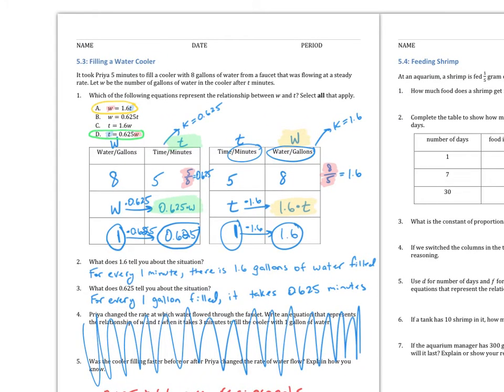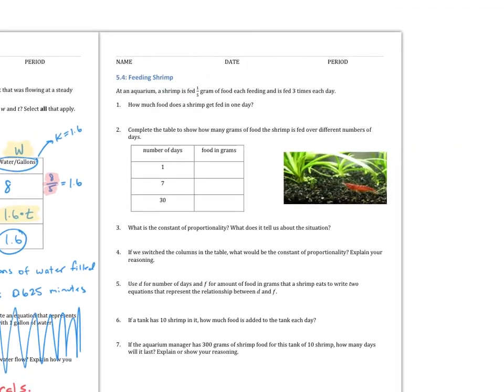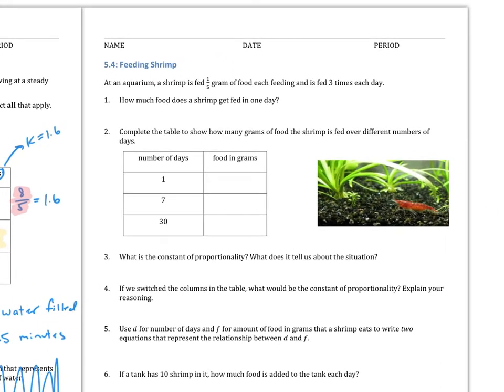All right, let's go ahead and move on to the next activity. So in this activity, it talks about feeding shrimp. At an aquarium, a shrimp is fed 1/5 gram of food each feeding, and it is fed 3 times a day. So right off the bat, if I know it's fed 3 times a day, I know I'm going to have to multiply 1/5 by 3.